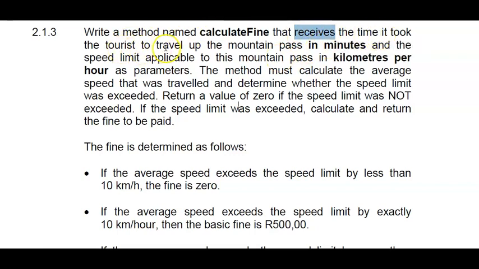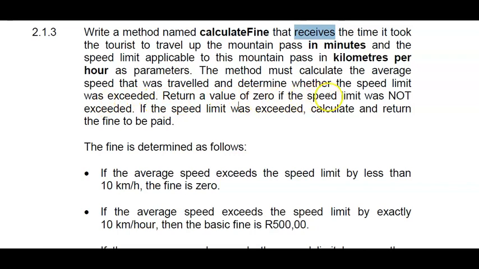The time it took the tourist to travel up the mountain pass in minutes, in bold there for you. That's the first parameter. And then the second one is the speed limit applicable to the mountain pass in kilometers per hour. There's your two parameters, but also with some clues in there as well in bold to take careful note of. The method must calculate the average speed that was traveled and determine whether the speed limit was exceeded.